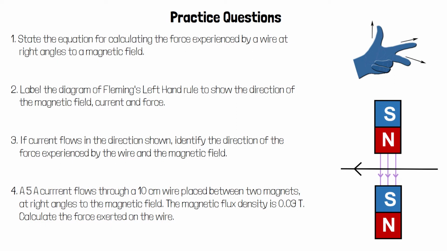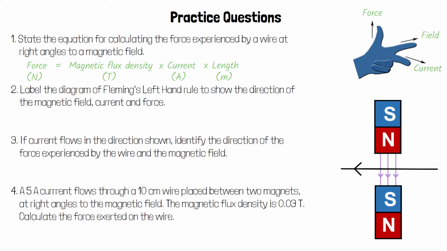The equation for calculating the force experienced by a wire is force in newtons is equal to magnetic flux density in Tesla times current in amps times length in meters. In the first diagram showing Fleming's left-hand rule, current points in the direction of the middle finger, magnetic field points in the direction of the index finger, and force points in the direction of the thumb.